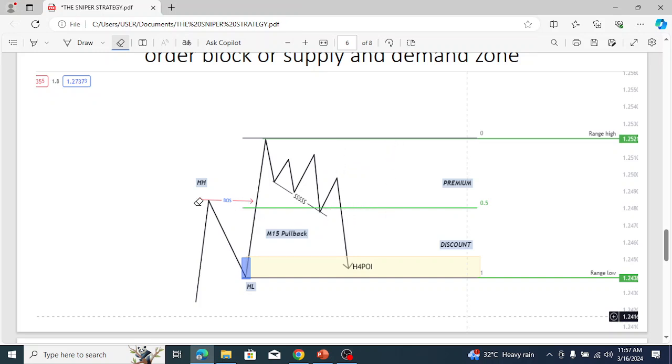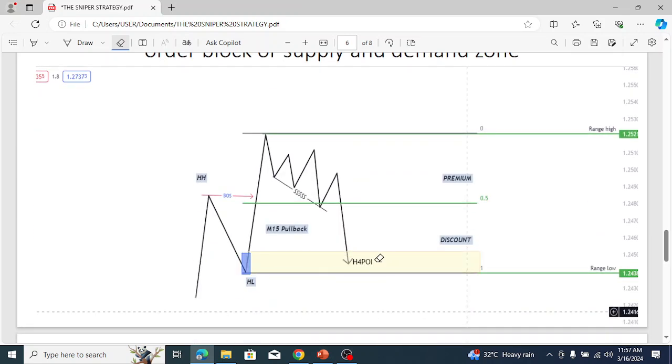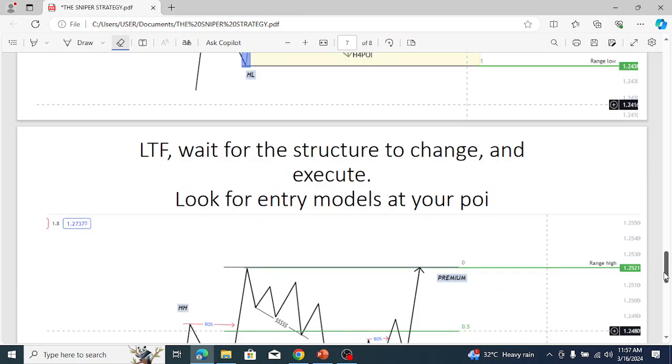So now the market has broken structure successfully and the market has tapped into a higher time frame point of interest. This is a 4-hour point of interest. When the market taps into your 4-hour time frame, then you move down to your lower time frame. This is a lower time frame. Wait for the structure to change and execute. Look for entry models at your point of interest.